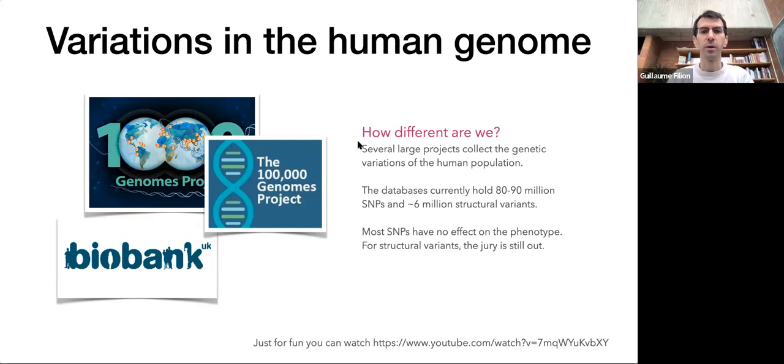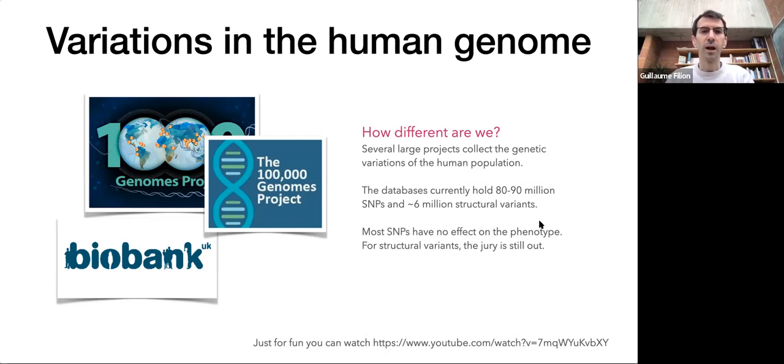So how different are we? Several large projects collect the genetic variations in the human population. The databases currently hold 80 to 90 million SNPs, so single nucleotide polymorphisms, and approximately 6 million structural variants. Most SNPs have no effect on the phenotype. For structural variants, the jury is still out.